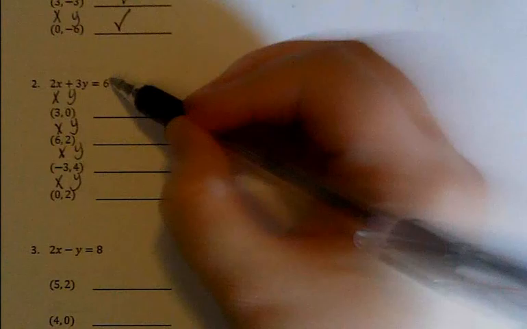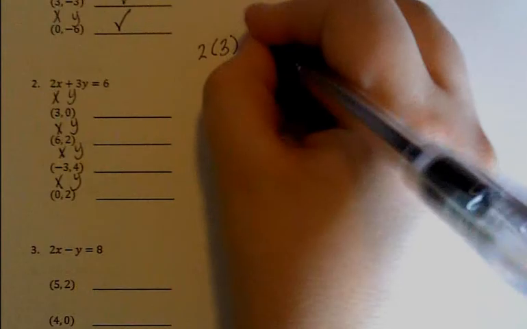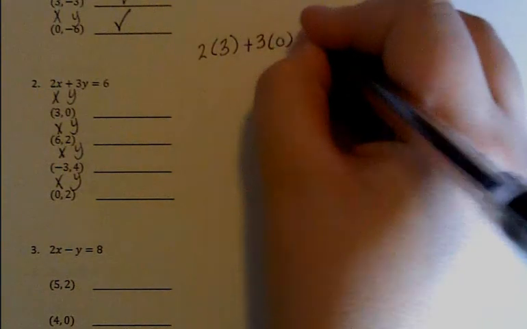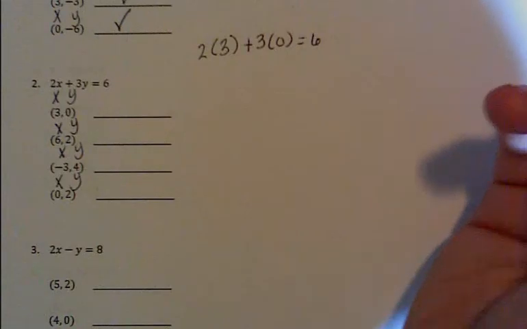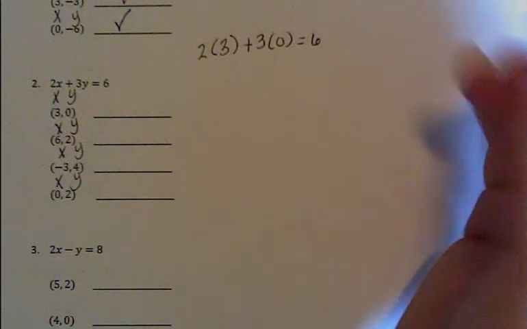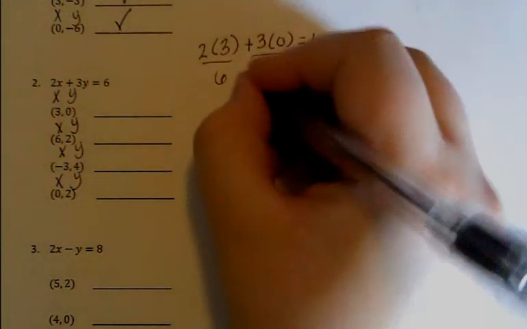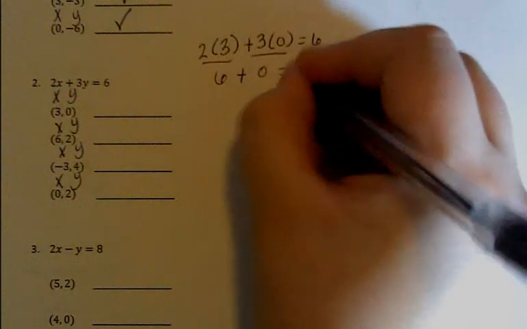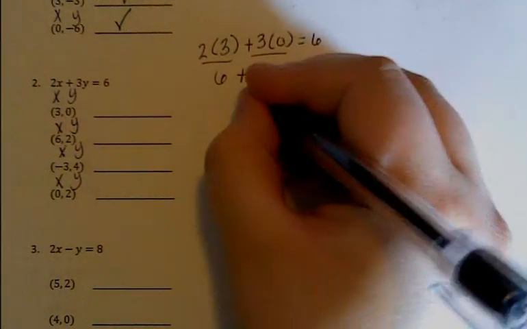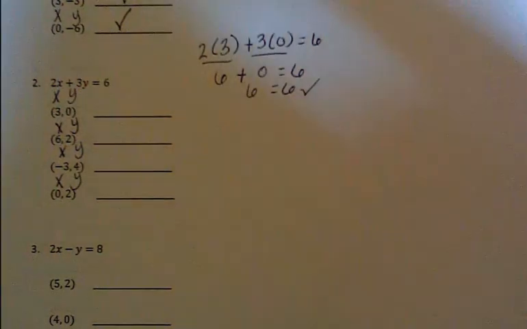So I've got 2x plus 3y equals 6. So I'm going to plug a 3 in for that x and a 0 in for that y. So I have 2, my x was 3, plus 3, my y was 0, equals 6. So you should use your order of operations. So we're going to multiply these numbers and these numbers first. 2 times 3 is 6. 3 times 0 is 0. And then 6 plus 0 is 6. Since 6 equals 6, we know that that is a solution.